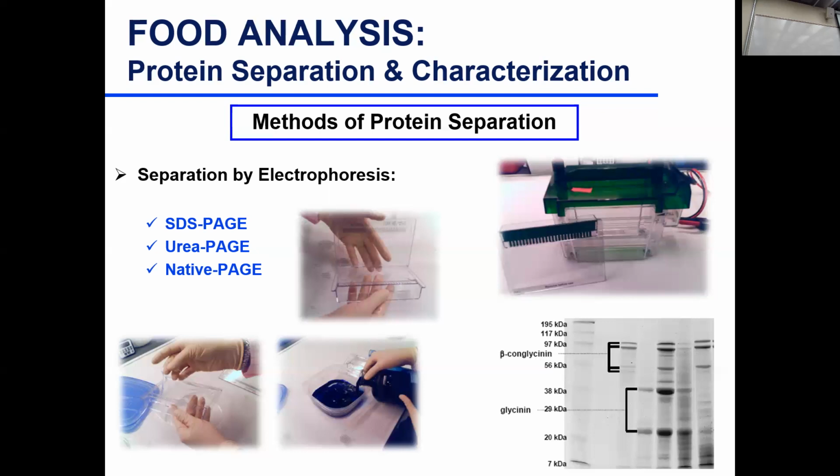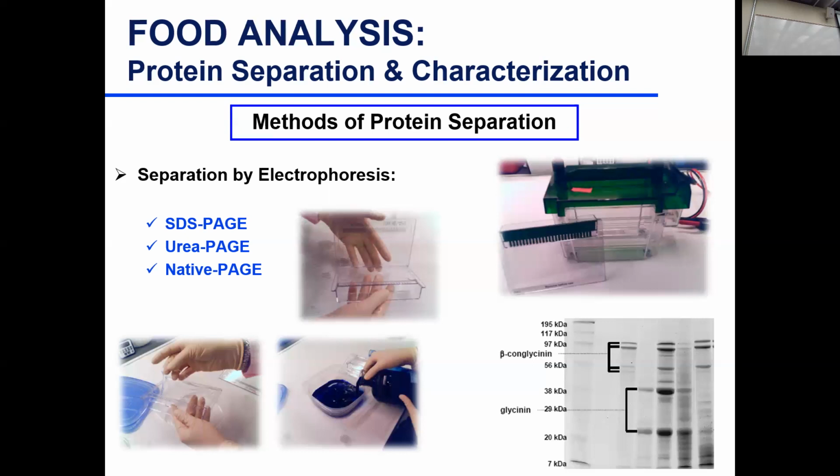The urea gel is basically a gel where the urea also denatures the protein, but does not necessarily give the protein charge. So the proteins separate, also using polyacrylamide gel, but based on charge to size ratio. So the charge is taken into effect, not only size.